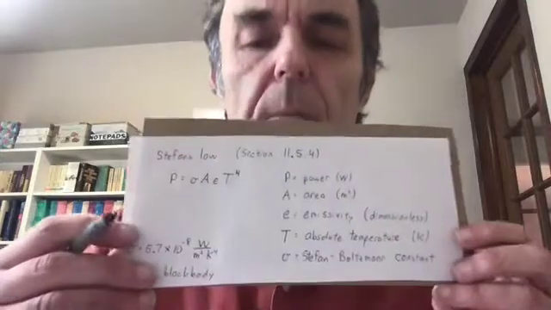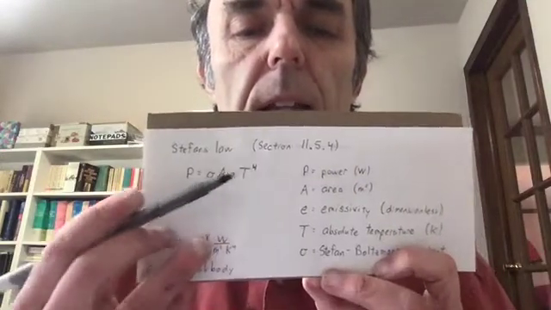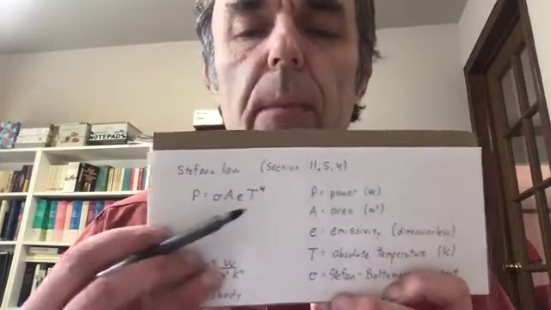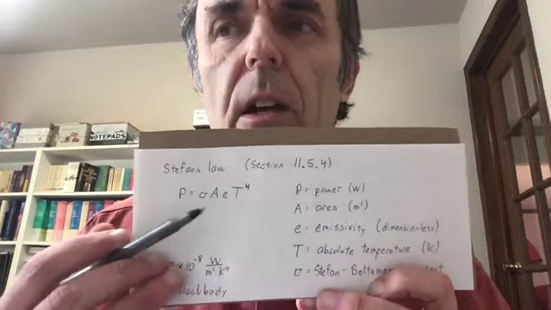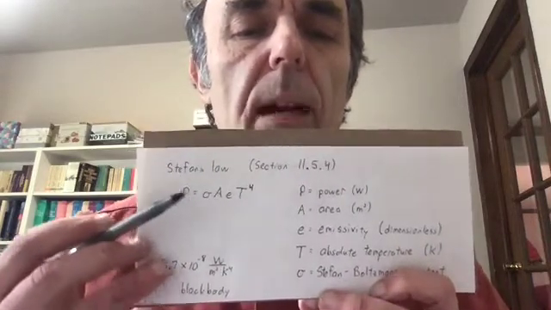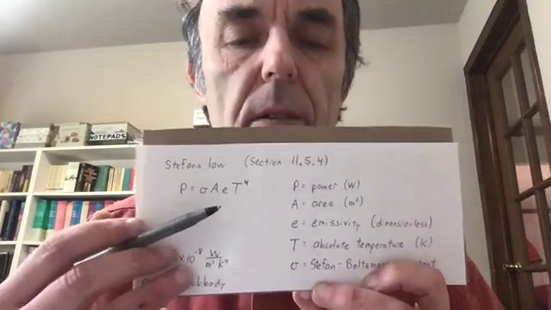Now, we saw that as you increase the temperature, you also get much more radiation given off. What we have here is a formula to give the total amount of radiation given off by a hot object. That is, you add up all the radiation given off at each wavelength, and you get a total power, total amount of joules per second given off by an object at a certain temperature.